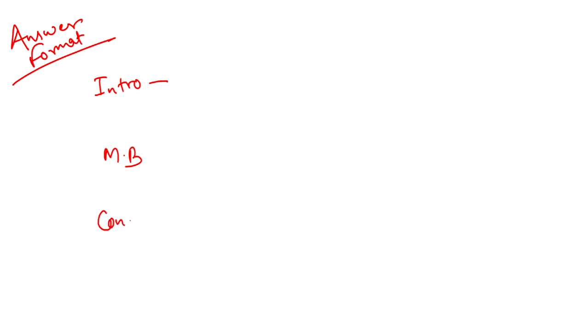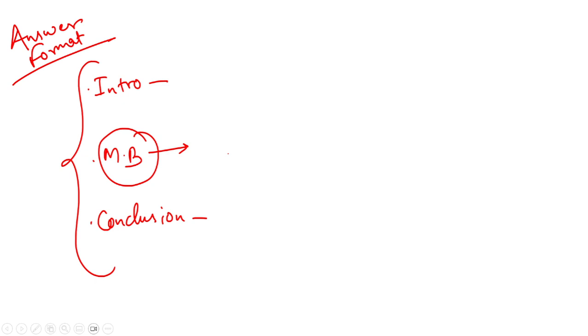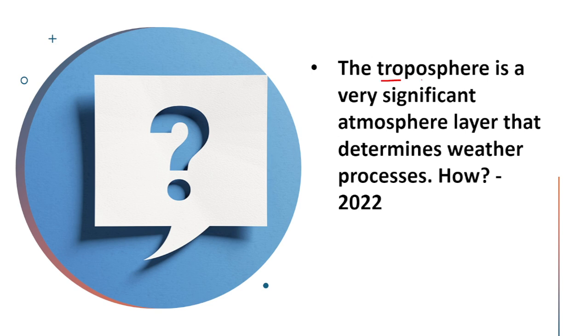So in the very first step, we always derive the answer format. And there are always three steps. First is introduction, second is main body, and the third is conclusion. In introduction, we will start from the various layers of the atmosphere of Earth, then come to troposphere. Then in the main body part, we will explain the main answer of the question, which is desired in the question. So the question is asking why the troposphere layer is so significant that it determines weather process.